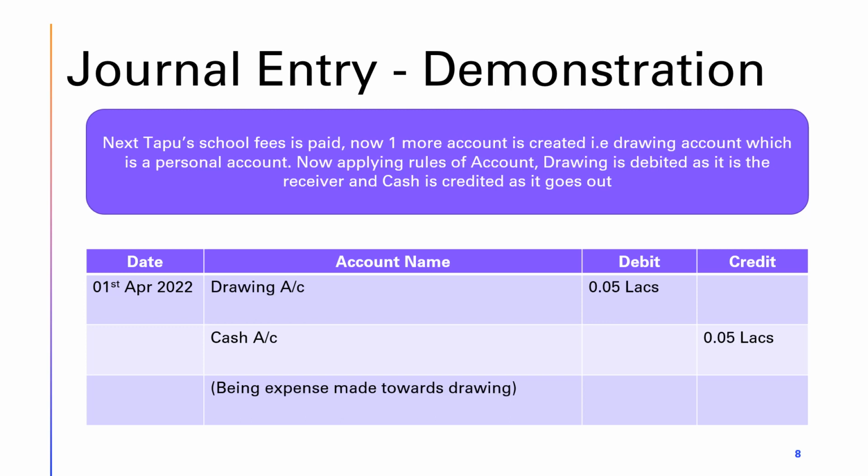Fifth thing was paying Tapu's school fees from capital account. Again over here, we will create a new account, that is drawing account. And this is a personal account in nature. Reason being, it belongs to Jethalal who is physically present. Since drawing is taking something from the business, drawing is debited and cash will be credited as it is going out.